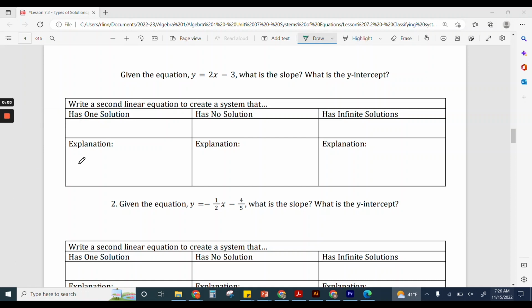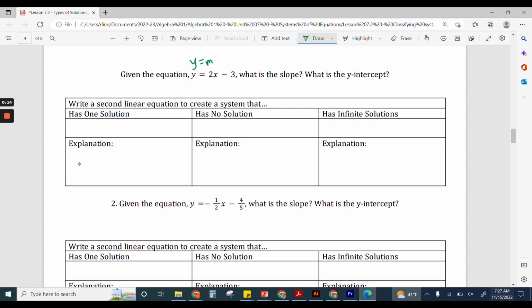All right. Our first problem here says, given the equation y equals 2x minus 3, what is the slope? What is the y-intercept? So I can see that this is in slope-intercept form, which means that my constant here is my y-intercept. So my y-intercept is -3. My slope is my coefficient, which is 2.